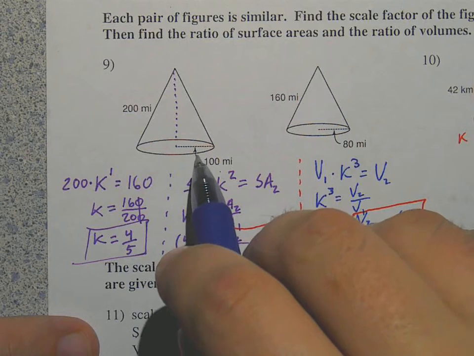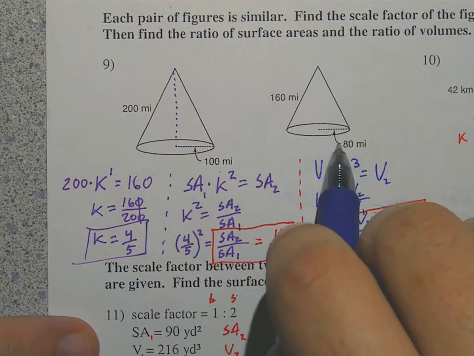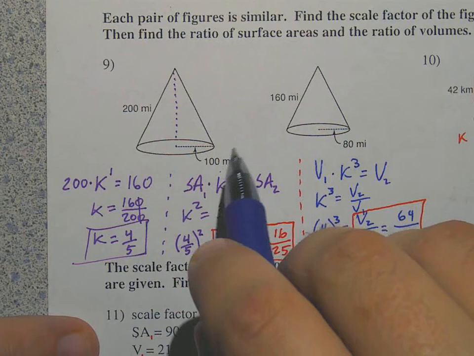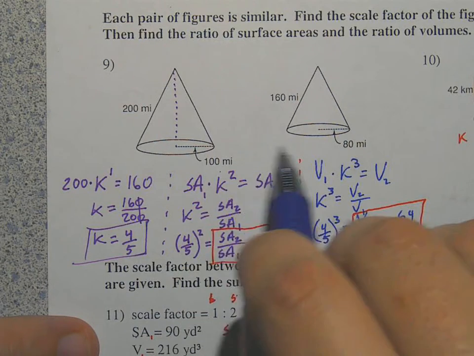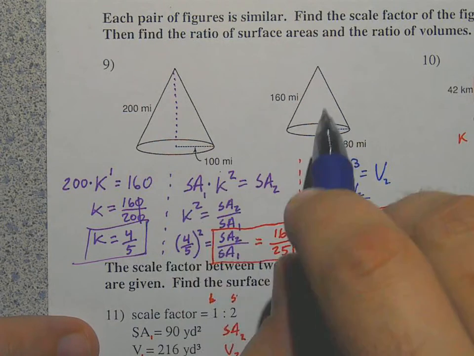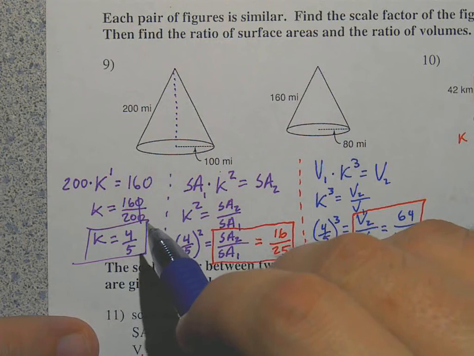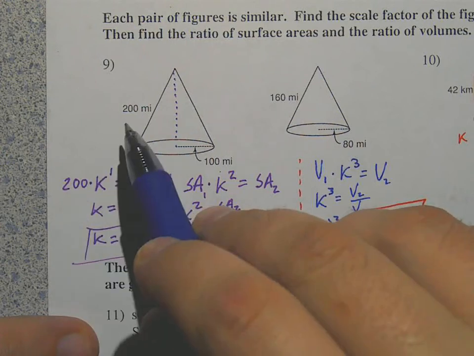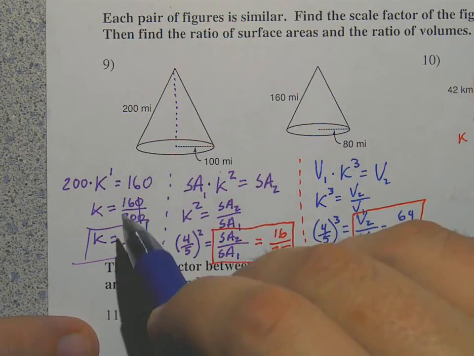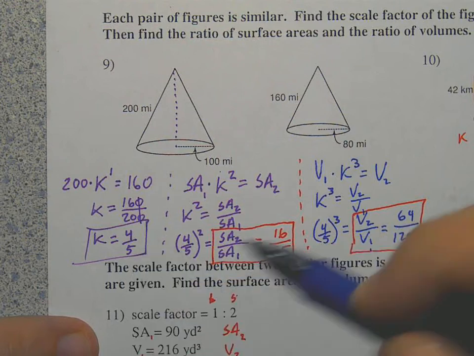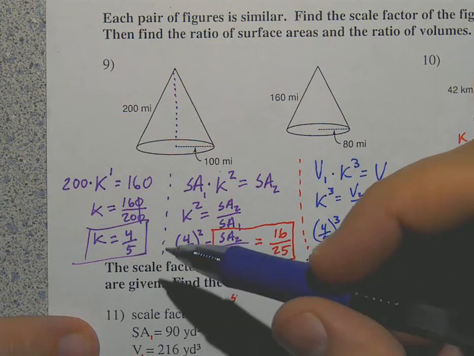But what we said is, look, the scale factor is whatever this thing multiplies by to get here. So from 100, what does it multiply by to get to 80? What we're going to find is that's 4/5, because you do 100 times K equals 80, divide both sides by 100, and you end up getting 4/5. We did the same thing here. We just used the 200 and the 160. Divided both sides, and I got 4/5.